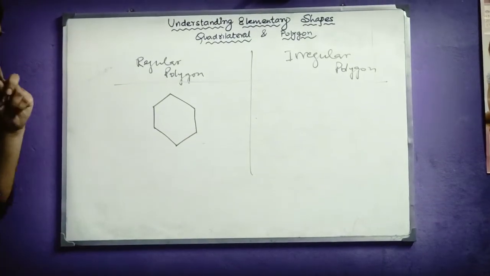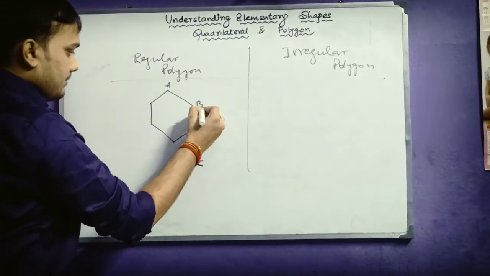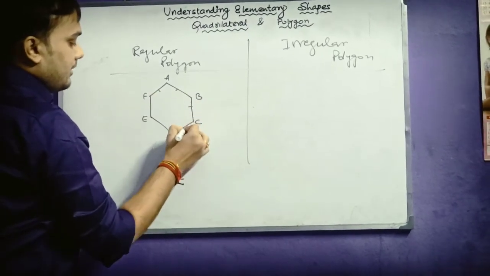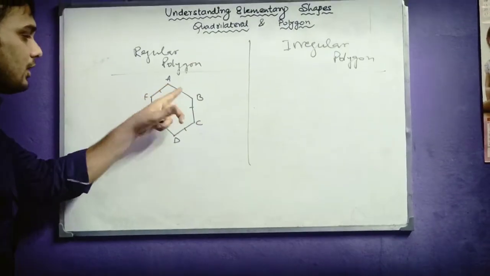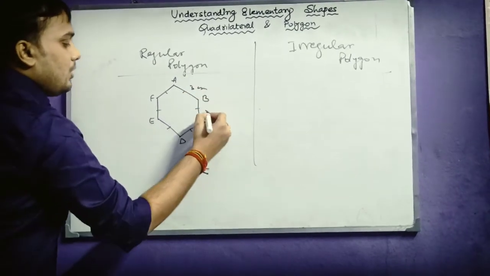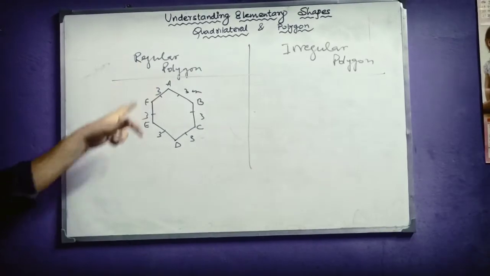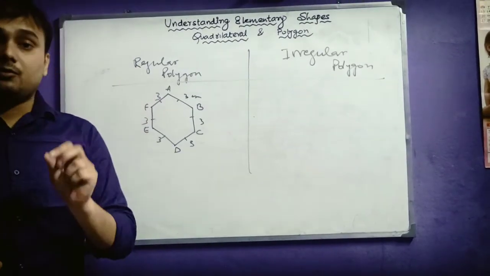Okay, so here you can give the name first. You can see all sides are equal. If one side is 3 centimeters, all will be 3 centimeters only. So since all sides are equal, we say these kinds of polygon are regular polygons.